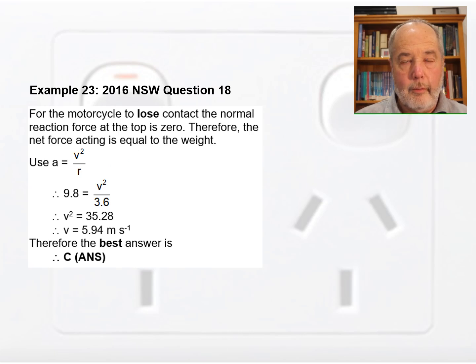Possibly the easiest way to do this is to consider when would the motorcyclist lose contact with the surface, and that's when the normal force is equal to 0, which was when mv squared over r is equal to mg, which is when g is equal to v squared over r. If we substitute in, we get v is equal to 5.94, so the best answer is C.